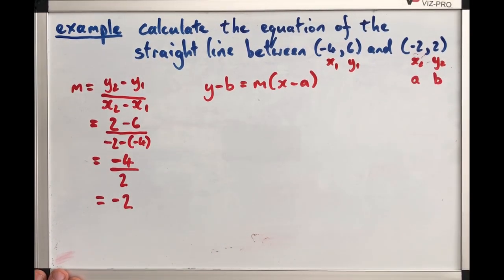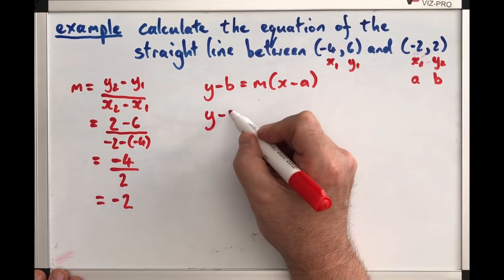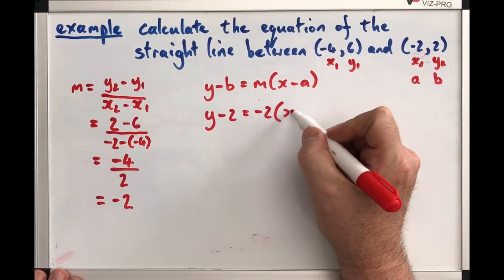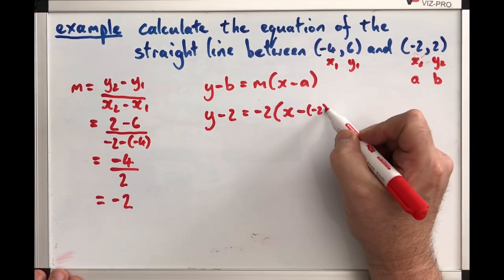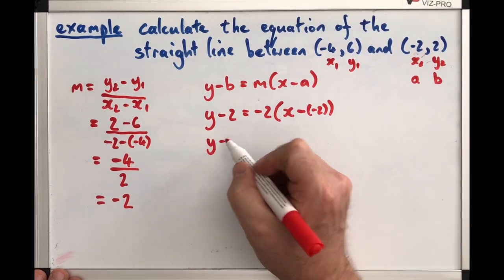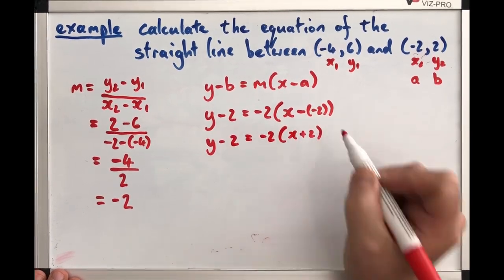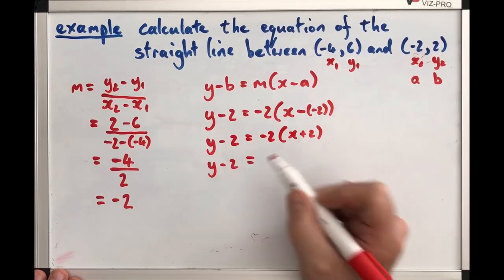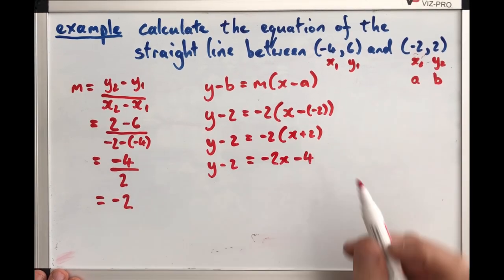So we've got y minus 2 equals the gradient, which is minus 2, times x minus a, and a is minus 2. Remember, minus minus 2 is plus 2. So you've got y minus 2 equals minus 2(x plus 2). Multiply through your bracket: y minus 2 equals minus 2x minus 4.